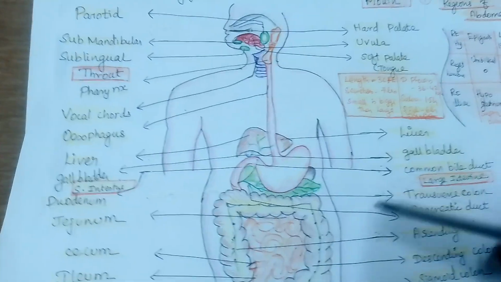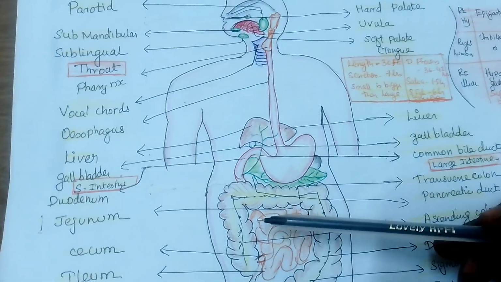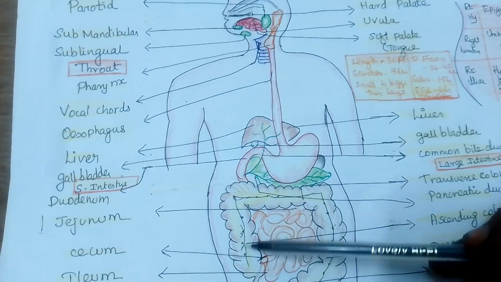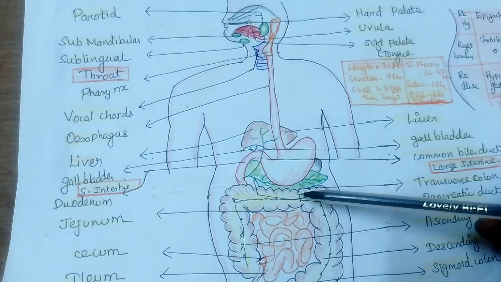Next we will see about what is called the colon. First is the ascending colon, which is nearly 15 centimeters. The transverse colon will be 50 centimeters.